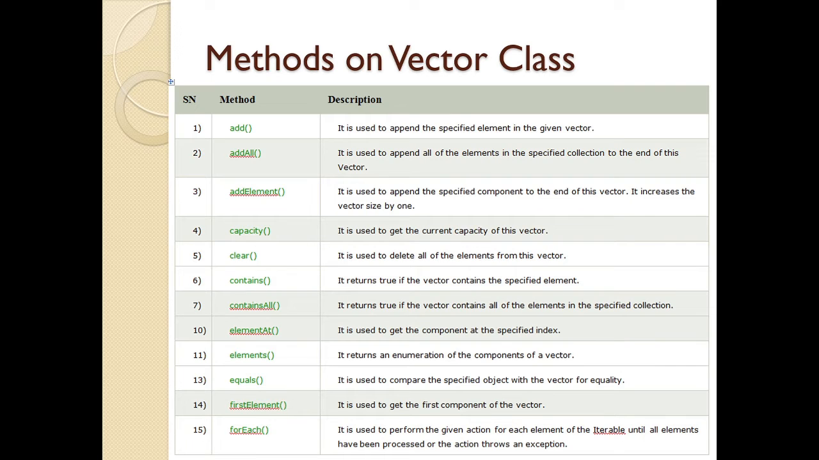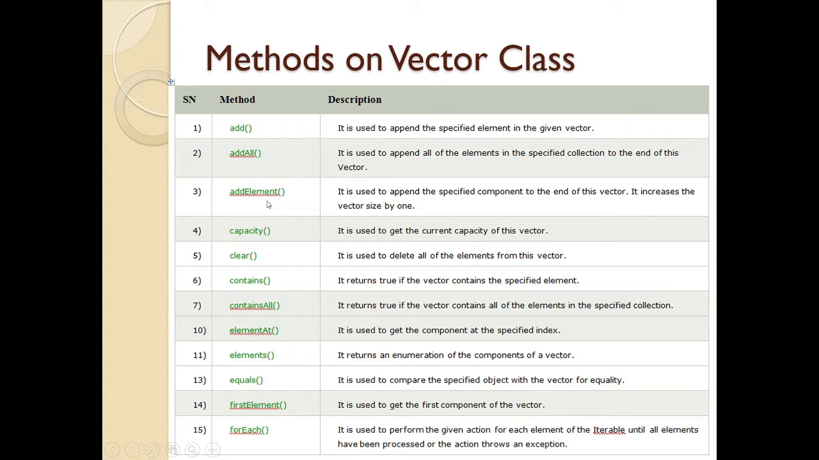Now the first method, add. The add method is basically used to append a specific element to the given vector, and addAll will add all the elements from a specific collection. So if I want to add individual elements to my vector, I use the simple add method, whereas if I want to add all the elements from an existing collection, I can use the method called addAll. Now look at the camel case of the method.